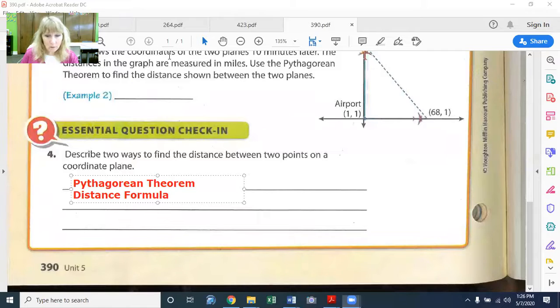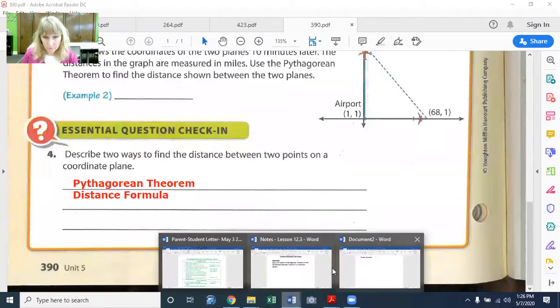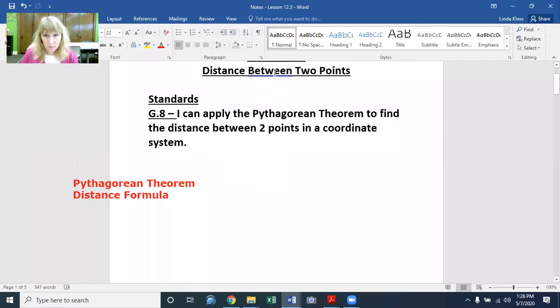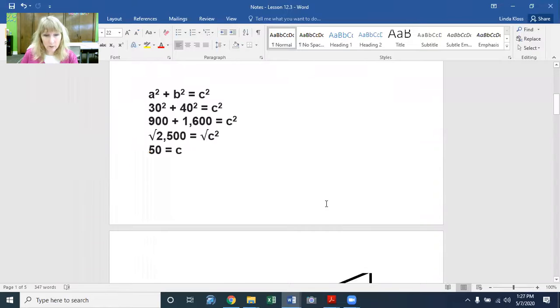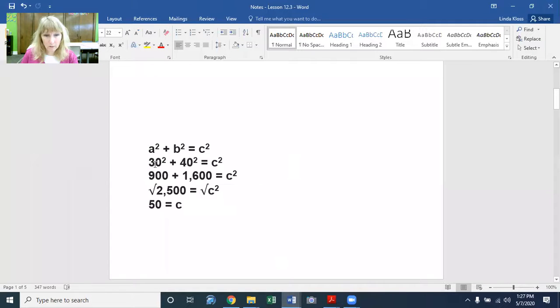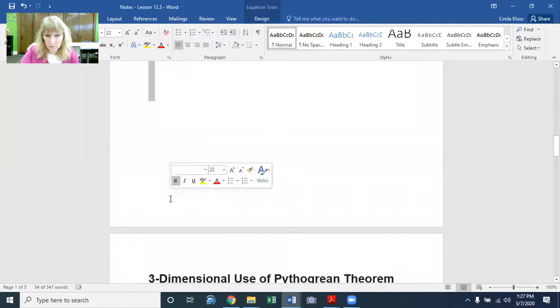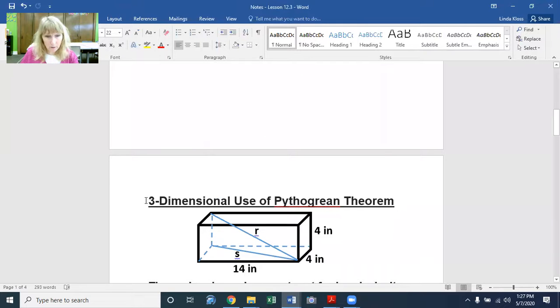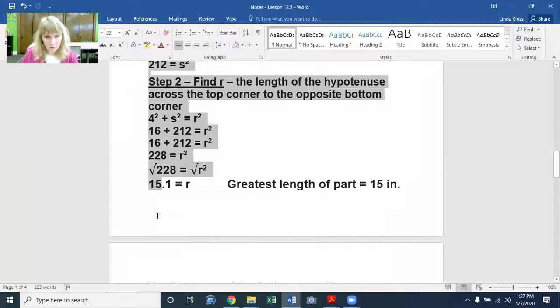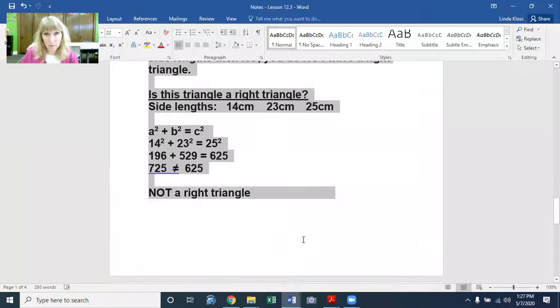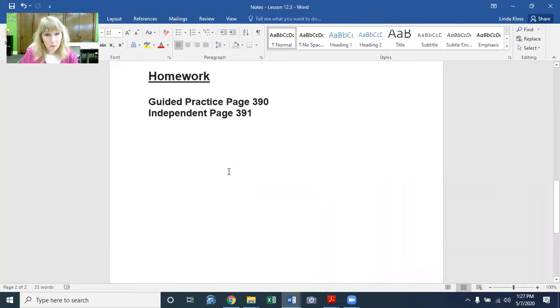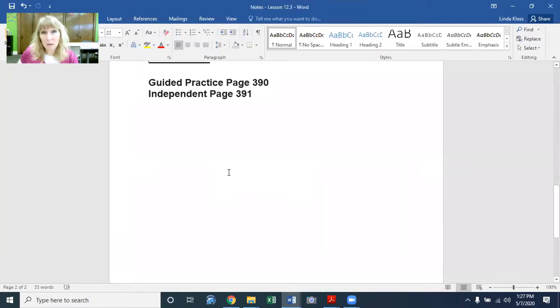Let's look at what our homework is. Here are my drawings. Our homework then, do I have the homework? Yeah, I think I do. I think I still have all of this from the last video still on here. Read all that. You have that, by the way. I shared that to you. Okay, your homework then is to do guided practice page 390, which we just did. And independent practice, page 391, it's going to be very similar to what we have just done.